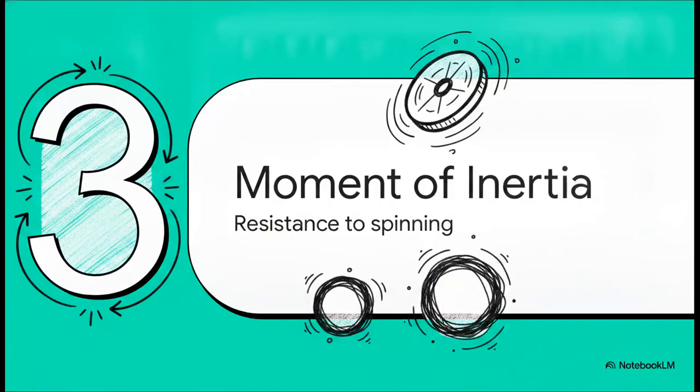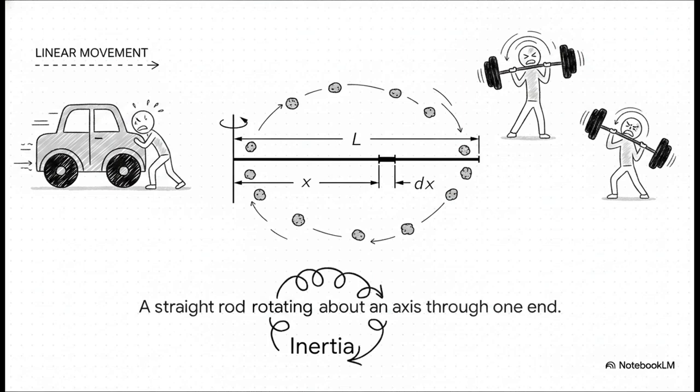Let's dive into part 3, finding the moment of inertia. Okay, just as mass resists linear movement, think about how tough it is to push a stalled heavy car, there is a rotational equivalent. It's called the moment of inertia. This is simply an object's physical resistance to spinning. But here's the catch. It doesn't just depend on how heavy the object is. It's calculated by summing the masses multiplied by the square of their distance from the axis of rotation. The further the mass is from that pivot point, the exponentially harder it is to spin.